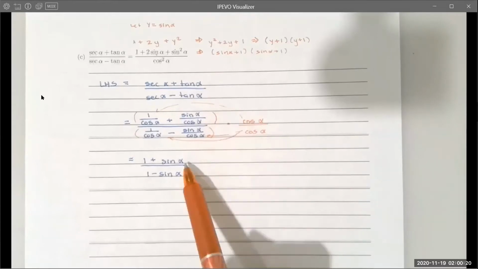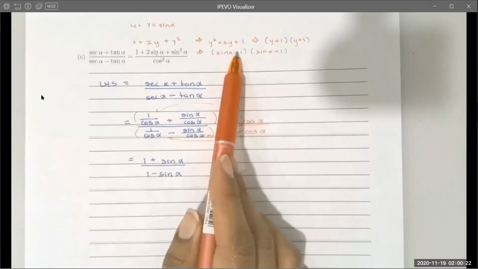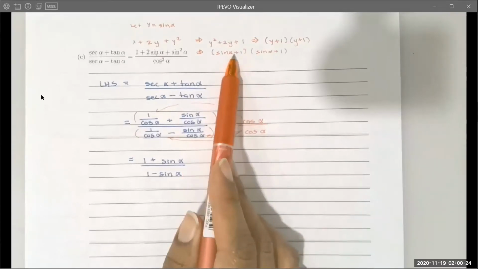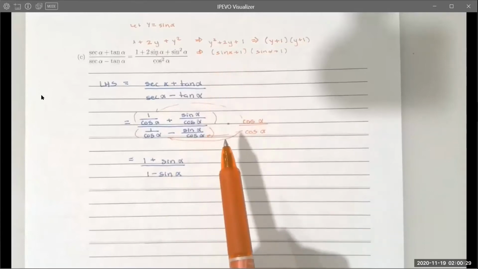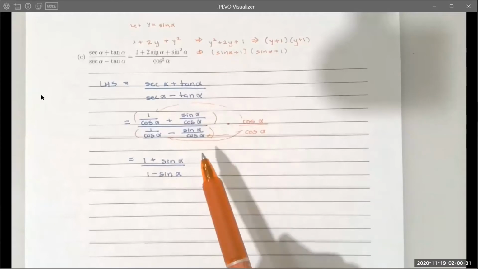Well, this is one of those factors, right? It's just written in the opposite order. It's written as 1 plus sine alpha. But in addition, we don't really care about the order. 3 plus 2 is the same as 2 plus 3.